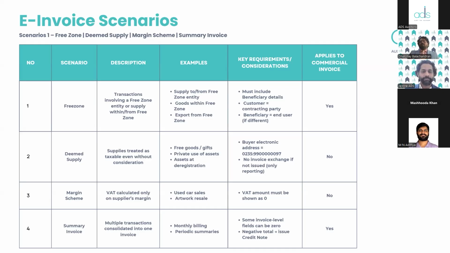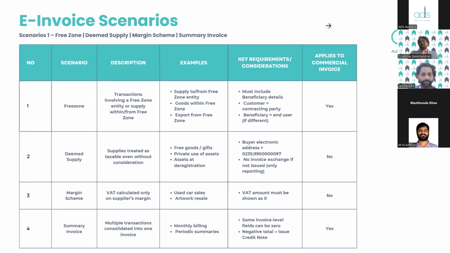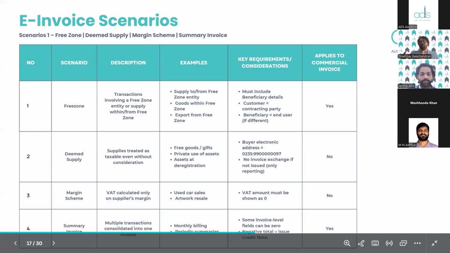Let's look into the fourth scenario now, which is the summary invoice. We all deal with the banks, and we know for a fact that at the month end, the bank sends a summary invoice, which is basically the transactions happening for the whole month summarized into a single invoice, and they give it as a tax invoice. So that is what this summary invoice is all about. In case of a summary invoice, what really happens is, can you please go up? So some of the fields in the invoice must be recorded as 0. And if there's a negative total, you have to issue a credit invoice.